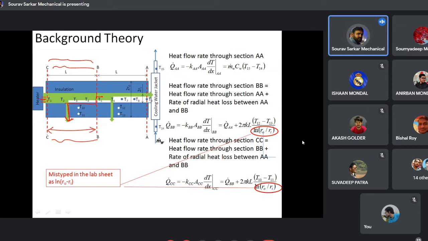Whenever the heat is transferring, some heat is lost in the radial direction, and the remaining heat travels in the forward direction. After that, when it reaches the AB section, some part of the heat is transferred in the radial direction, and the remaining part is transferred into the water. So this is basically the total heat balance mechanism.